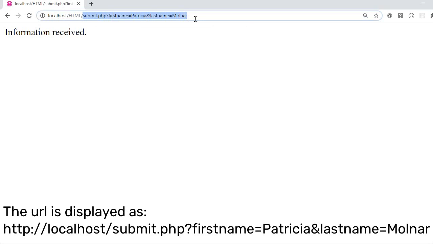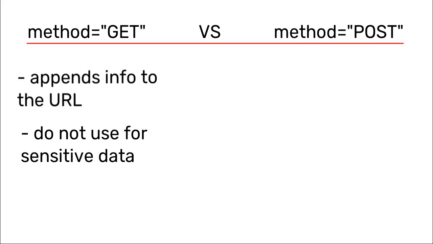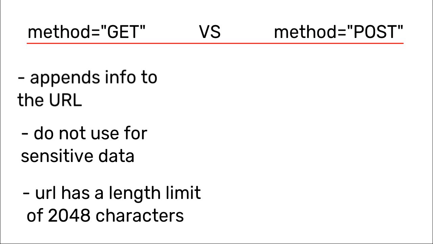As information is visible in the URL, you should not use the get method to send sensitive data. But it is good for search queries where you want the user to be able to bookmark the search result. Also, note that the length of the URL is limited to 2048 characters, so sending lots of data with the get method would be inefficient.